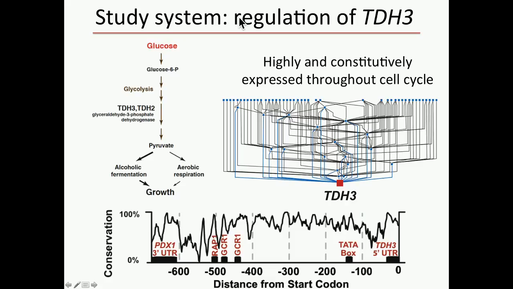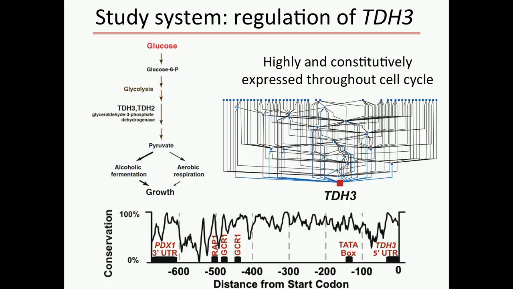Okay, so it's highly and constitutively expressed. The promoter sequence controlling its expression is largely conserved among other Saccharomyces species. That's shown at the bottom down here. Its promoter has been characterized a bit. We know specifically that 2 different transcription factors, RAP1 and GCR1, bind to these binding sites and are critical for the activation of this gene.